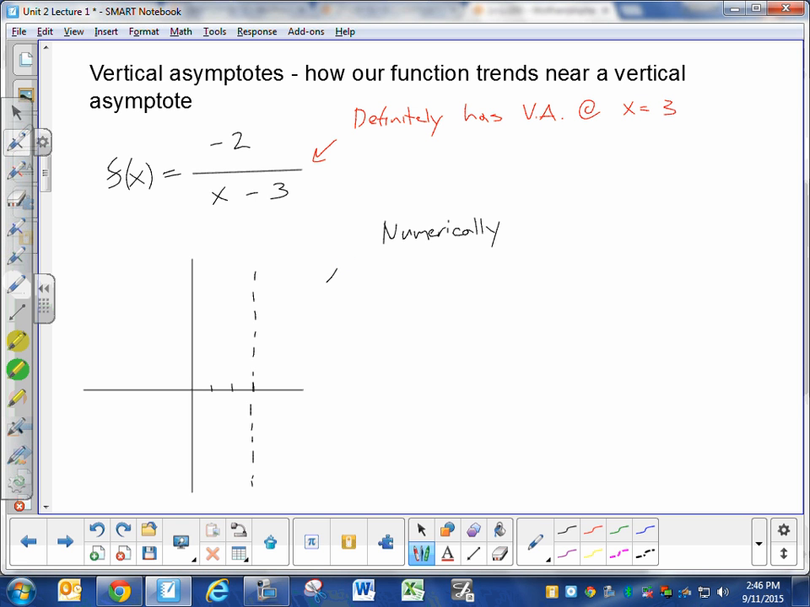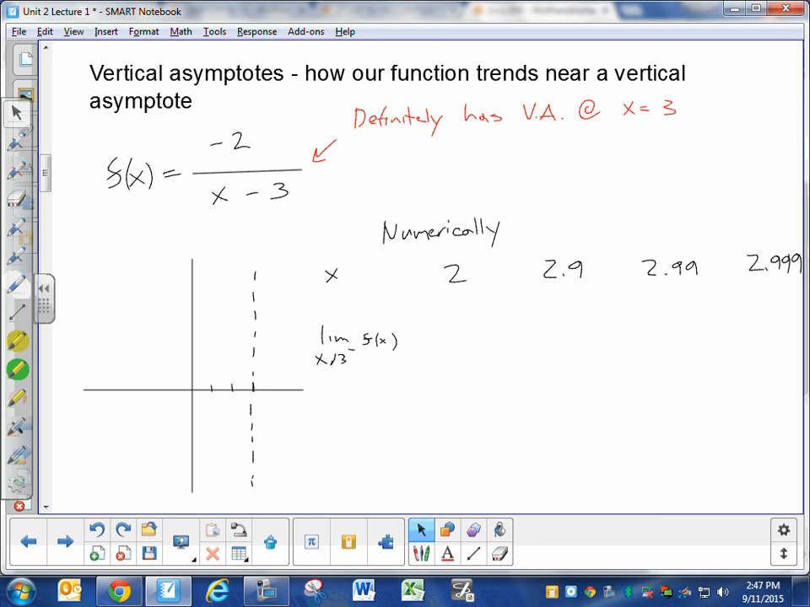I would take some x values and I'd be able to get some function values. And let's say I want to figure out what's going on to the left of this vertical asymptote. Well, that would be finding the limit as x approaches 3 from the left of this function. Well, I could start with a value like 2, and then continue to get closer and closer. Maybe I look at 2.9, 2.99, and maybe 2.999, and kind of space these out a little bit better.